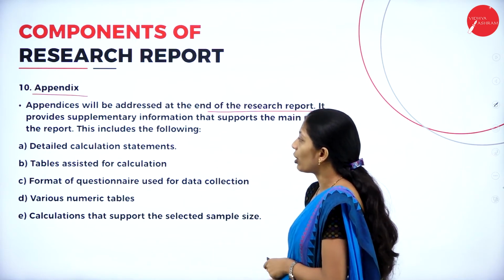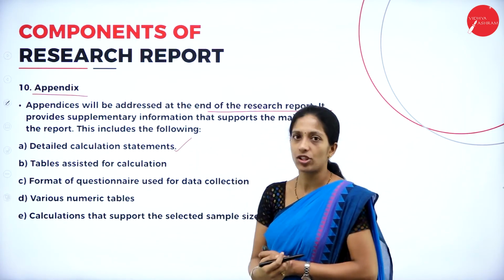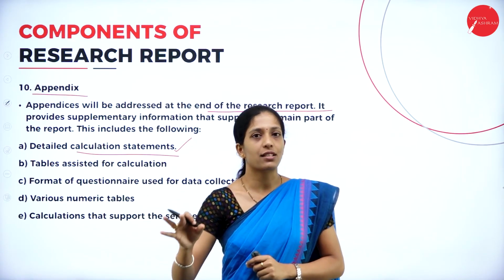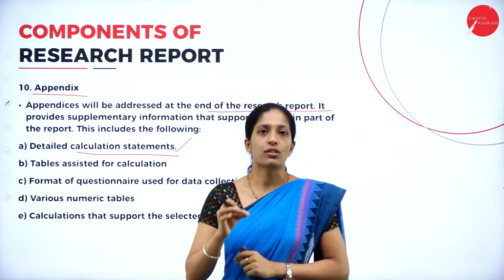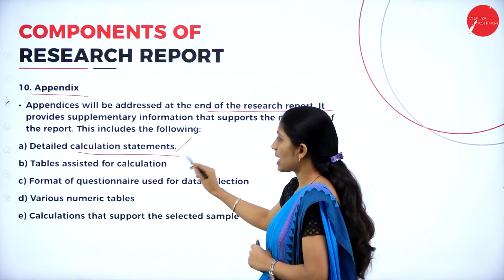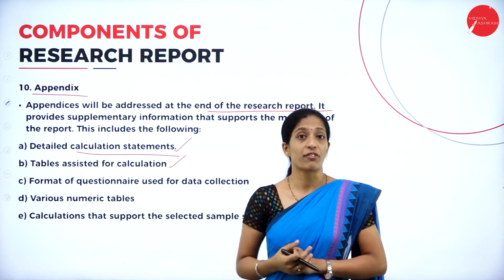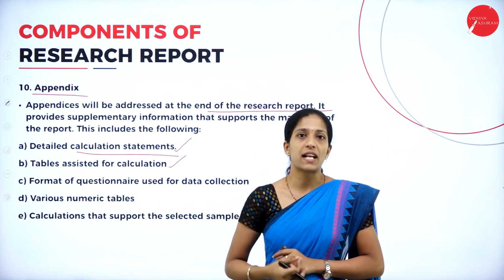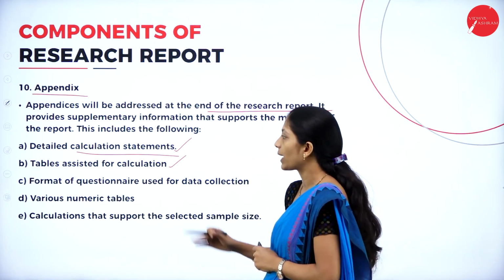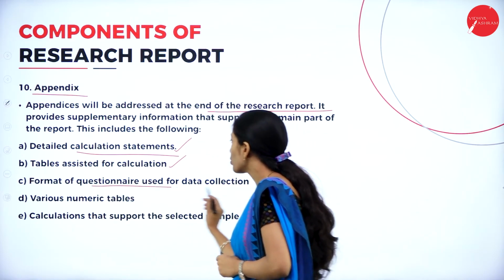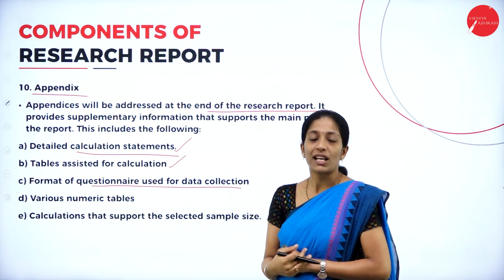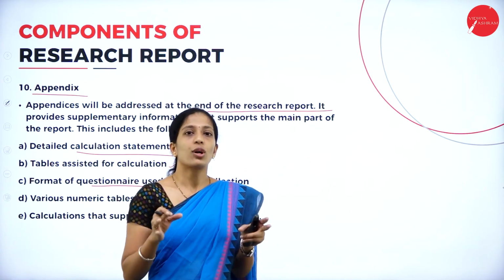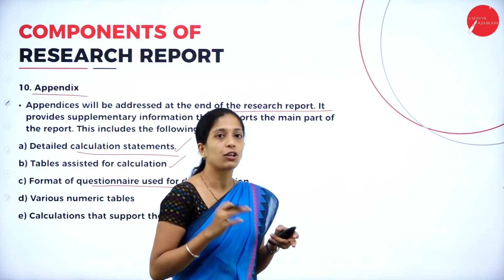So, this includes the following, that is detailed calculation statements. There may be certain calculations which have been made in order to make the research work successful. So, those calculations have to be written, tables assisted for the calculation. There may be use of tables also, in order to present the data in an understandable manner. So, those tables have to be included. Format of questionnaire used for data collection. So, through primary data collection, of course, the questionnaire will be distributed to the respondents, correct? So, that format of questionnaire has to be included here.